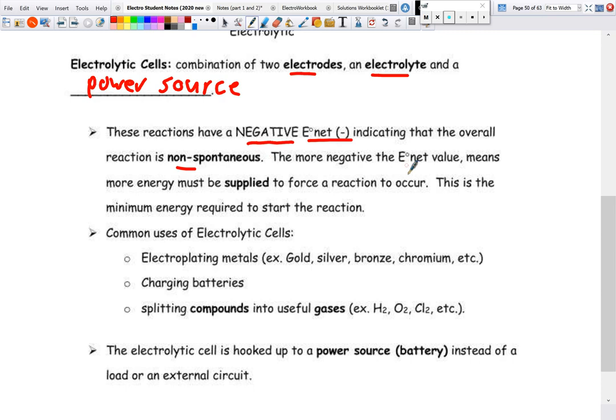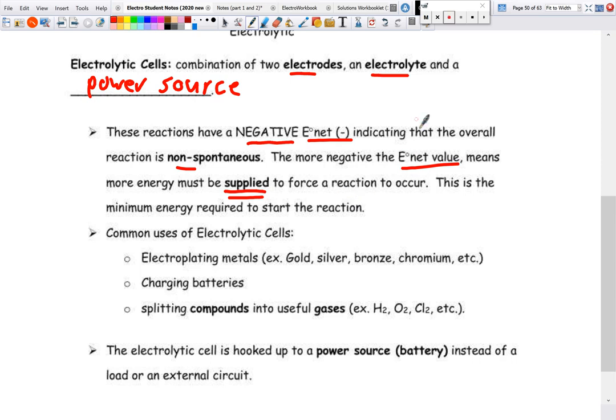But what that value tells us, if you do that calculation, is the minimum amount of energy that must be supplied in order to get that reaction to occur. So it's not like you just toss in some electrons or electricity and then it'll go. That's kind of that barrier: we need to supply that amount of energy to get it going.